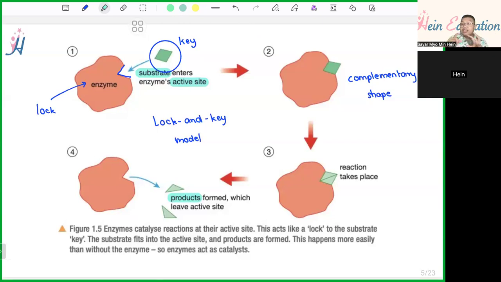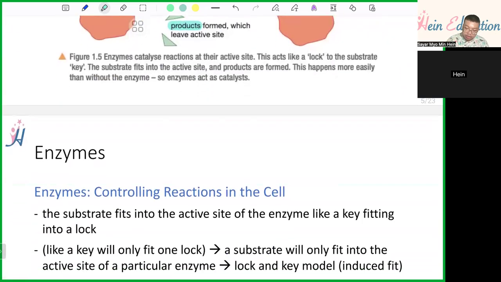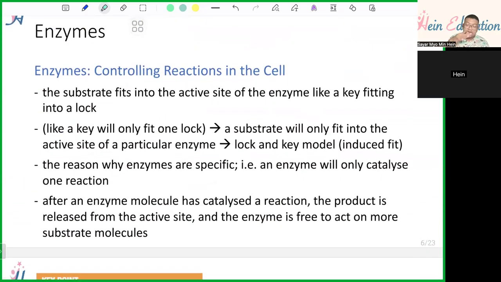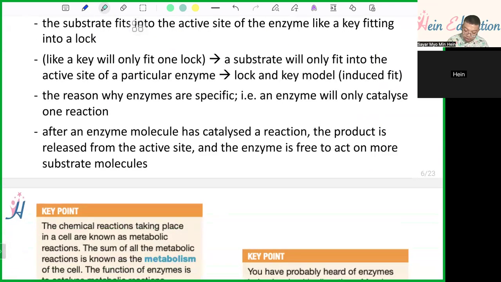So that is the main concept that you need to get from this lecture video, because the lock and key model is also another important concept in biology. So enzyme, active site, substrate, and the products are released. And another thing that you need to know is that this is a process of how they talk about the lock and key model. This is the written part, and the previous one is a diagram illustration.